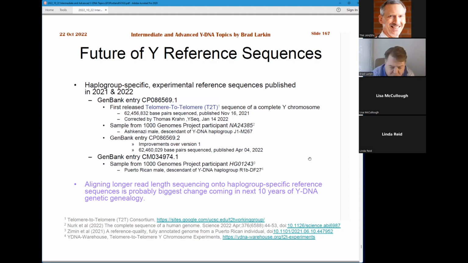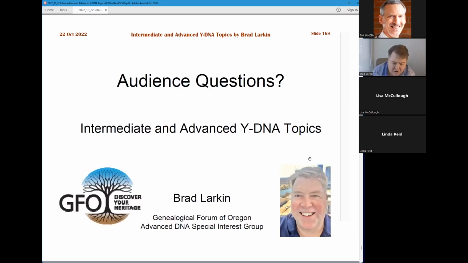There's a lot of descendants of that, U106, M222, so forth and so on. Aligning longer read length sequencing onto haplogroup specific reference sequences is going to be the next biggest change in the coming 10 years. So now we'll open it up for questions.